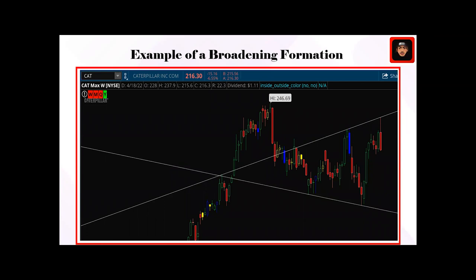So right here is a perfect example, all right? I drew from this candle back to this candle, and then I drew from this candle back to that candle. Why this candle? If you watch the liquidity plus broadening formation video, this right here is a swing low. All right. A swing low. If you look at it, this candle's low is lower than this candle right here and this candle right there. So this one and this one, that's what we're lower than.